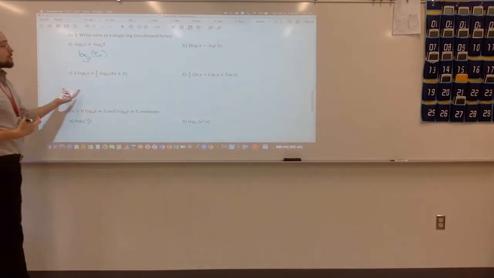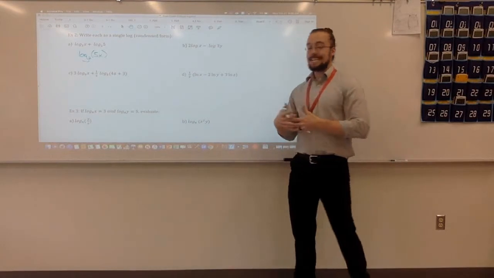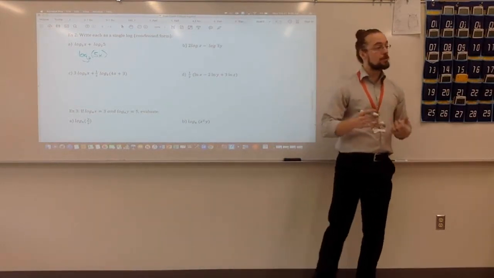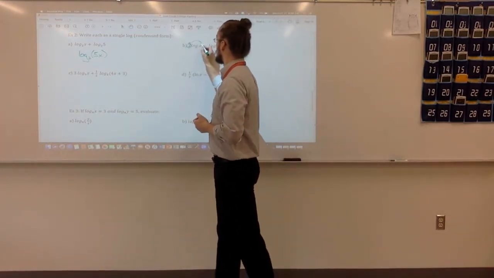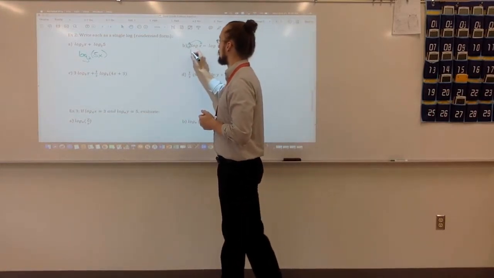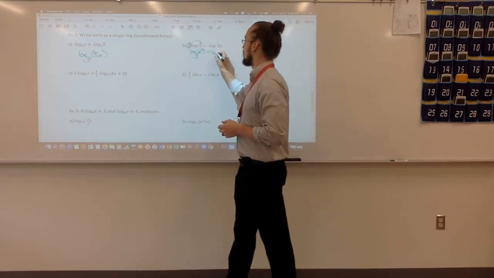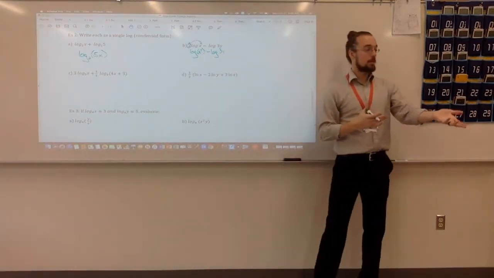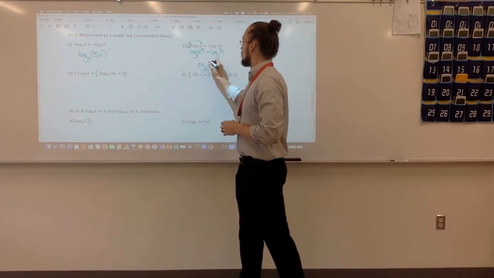Now the rest of our examples here do have coefficients. Whenever I'm condensing, we need to deal with the coefficients first. Coefficients need to become exponents first. So I've got a coefficient on my first log. So 2 log of x is just going to become log of x squared, and then minus log of 3y. So now if I'm subtracting, I can combine them into a single log by dividing what's on the inside.